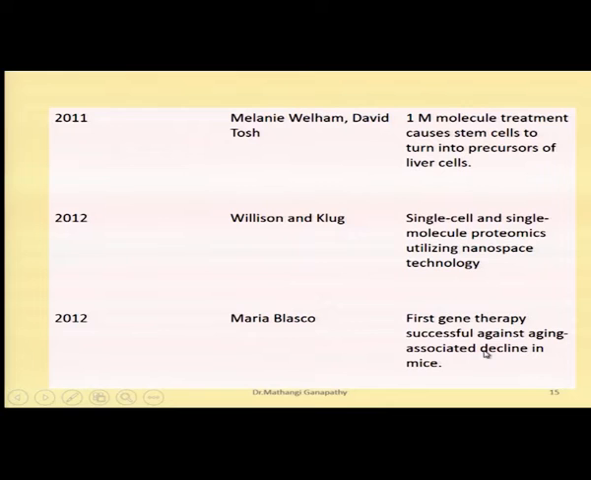So there was the first successful gene therapy against aging-associated decline in mice. This was not done in humans, this was done in animals. Anything that has to be scaled up to humans first has to be tested in cell lines, then in live animals; we normally take mice, then hamsters, then monkeys. So like that, the steps of development come. Here, the gene therapy was tested in mice.